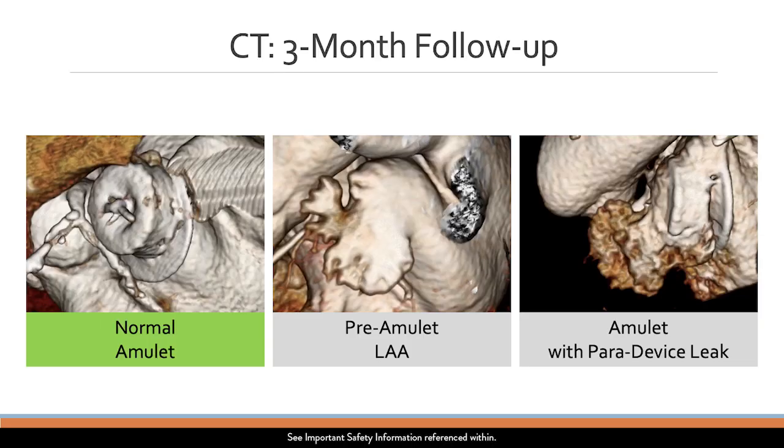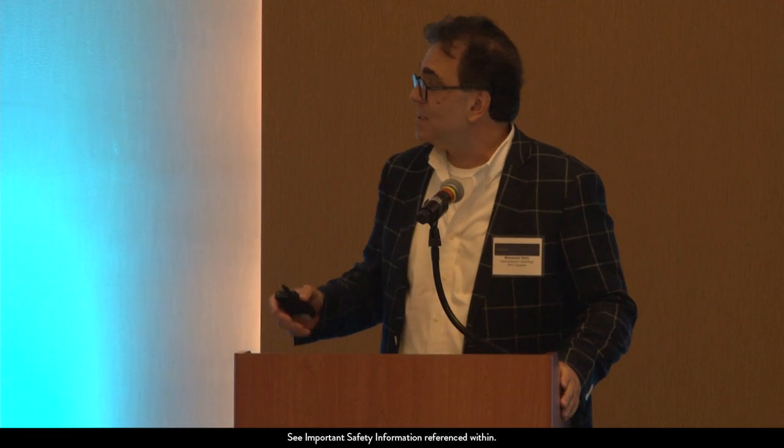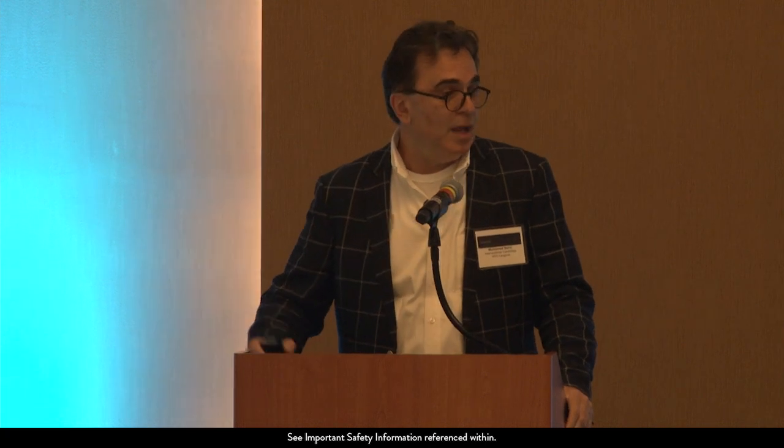Okay, so I'll close. This is an Amulet with a para-device leak. This is a pre-Amulet left atrial appendage. But this is a perfectly closed, normal Amulet appendage, and I hope all appendages look like this. So I hope you enjoyed it. Thank you very much.